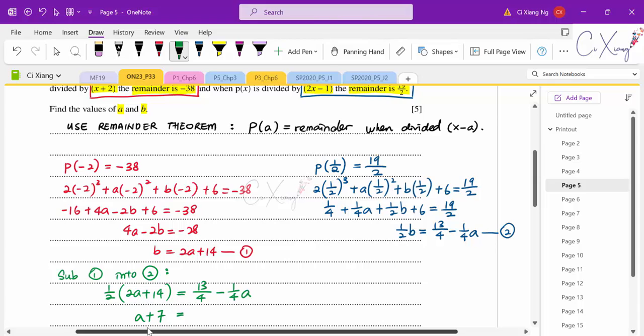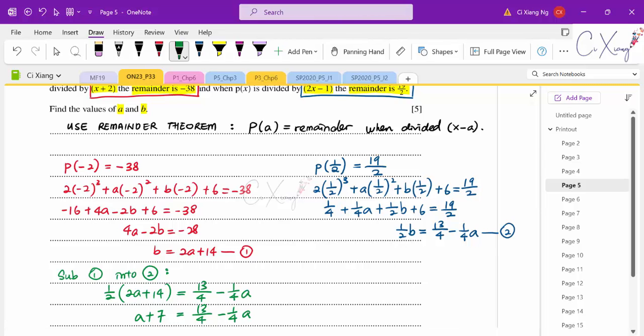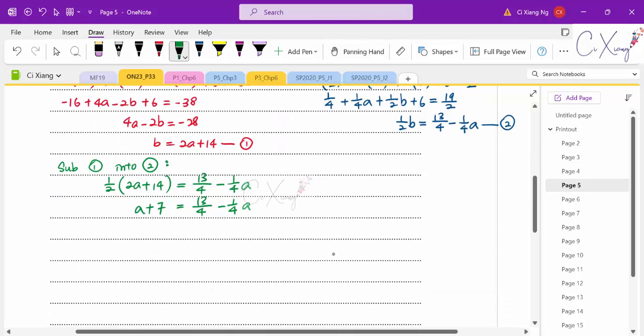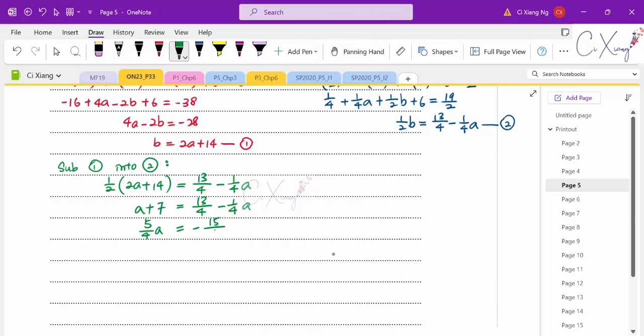And if you didn't make a careless mistake, then by right you should get the value of a. So just double check and see whether you got what I show you here or not. So 5 over 4a equals negative 15 over 4. And from here, you get your a successfully, which equals negative 3. So once you get a equals negative 3, then either you substitute into equation number 1 or equation number 2 to get the value of b.